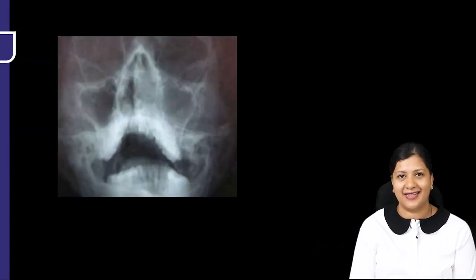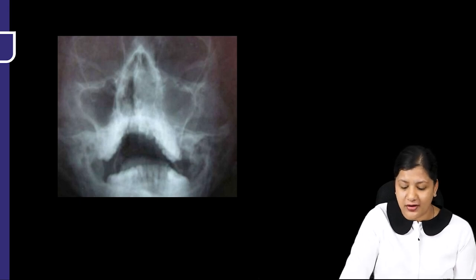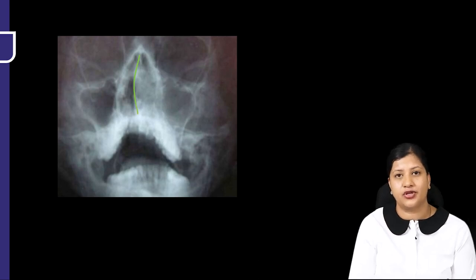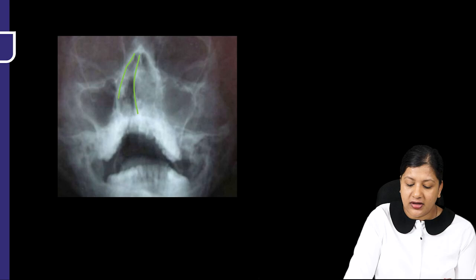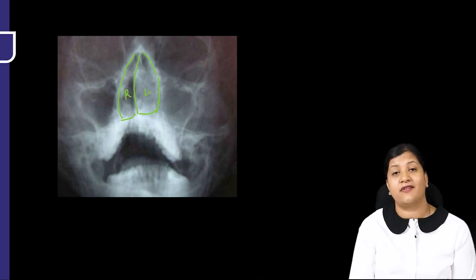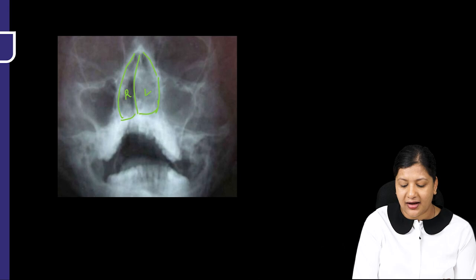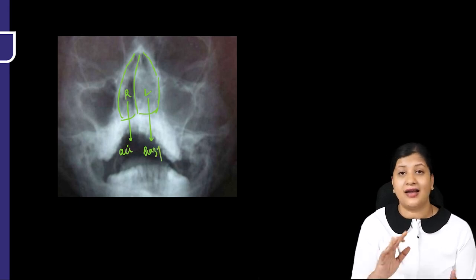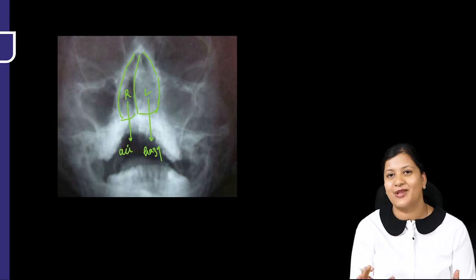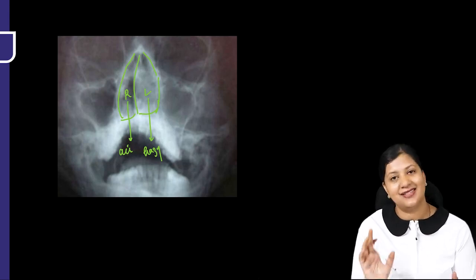Now if you see this image, let us again start with landmarks one by one. So first of all, you are not able to see the septum completely, partially, it's pushed. Second thing, what about the nasal cavities? So if you see, this is your right nasal cavity, this is your left nasal cavity. Clearly you can see that right is air filled, left is hazy. So we can understand that right and left are not the same. There is some pathology in the left nasal cavity, it is diseased.